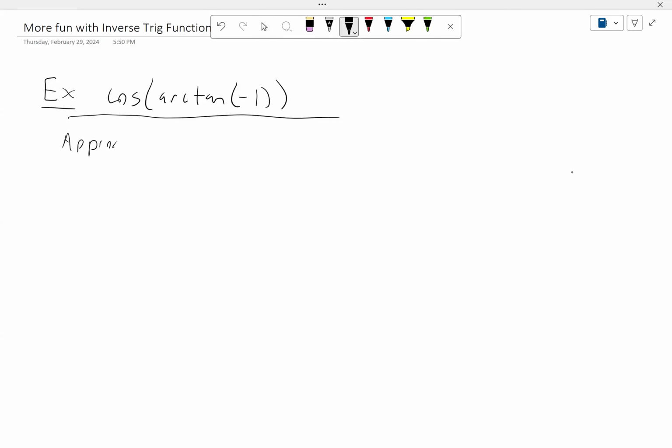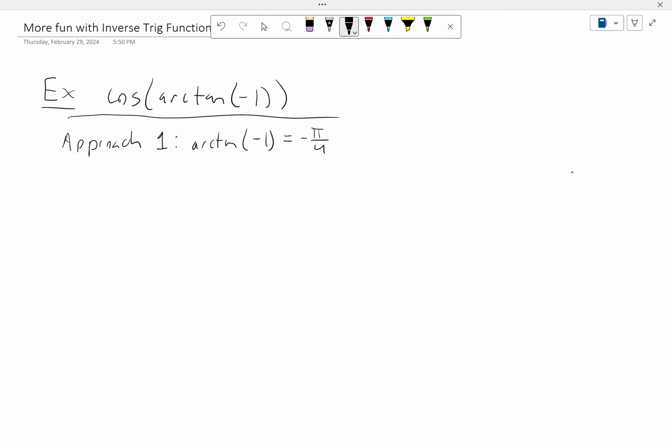Approach one. Okay. So arctangent of -1. Let's just go ahead and evaluate that. Right? That's where it's an angle theta such that tangent of theta is equal to -1, right? So that's going to happen at negative pi over 4, right? So arctangent of -1 is just negative pi over 4.